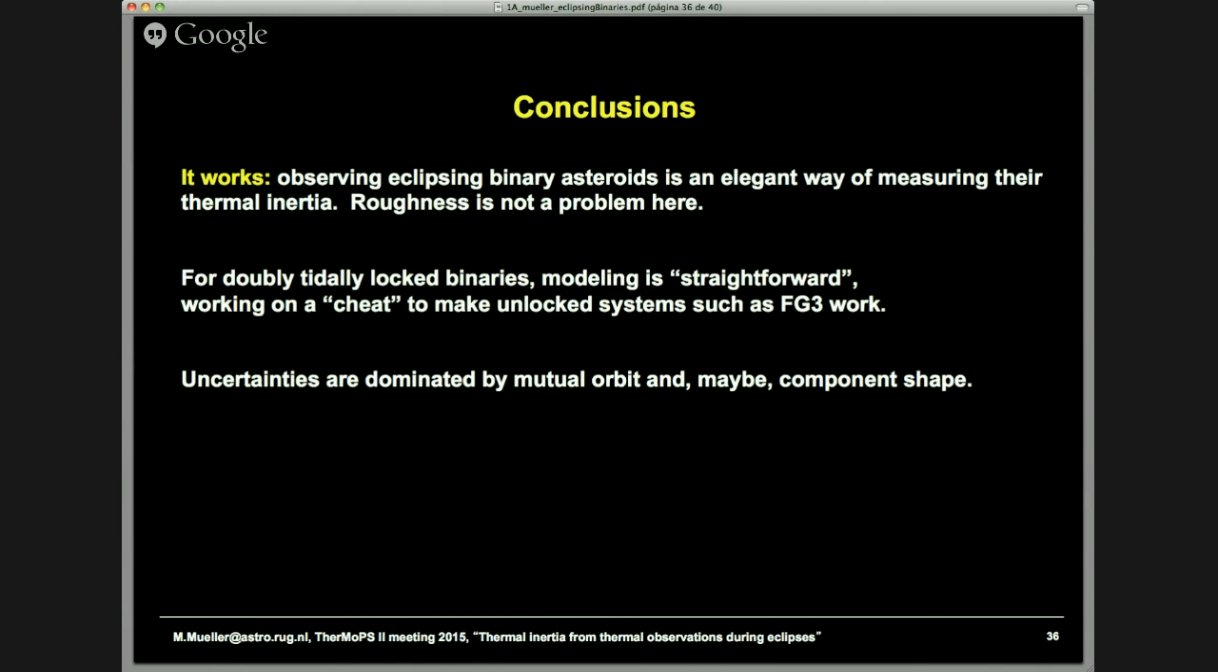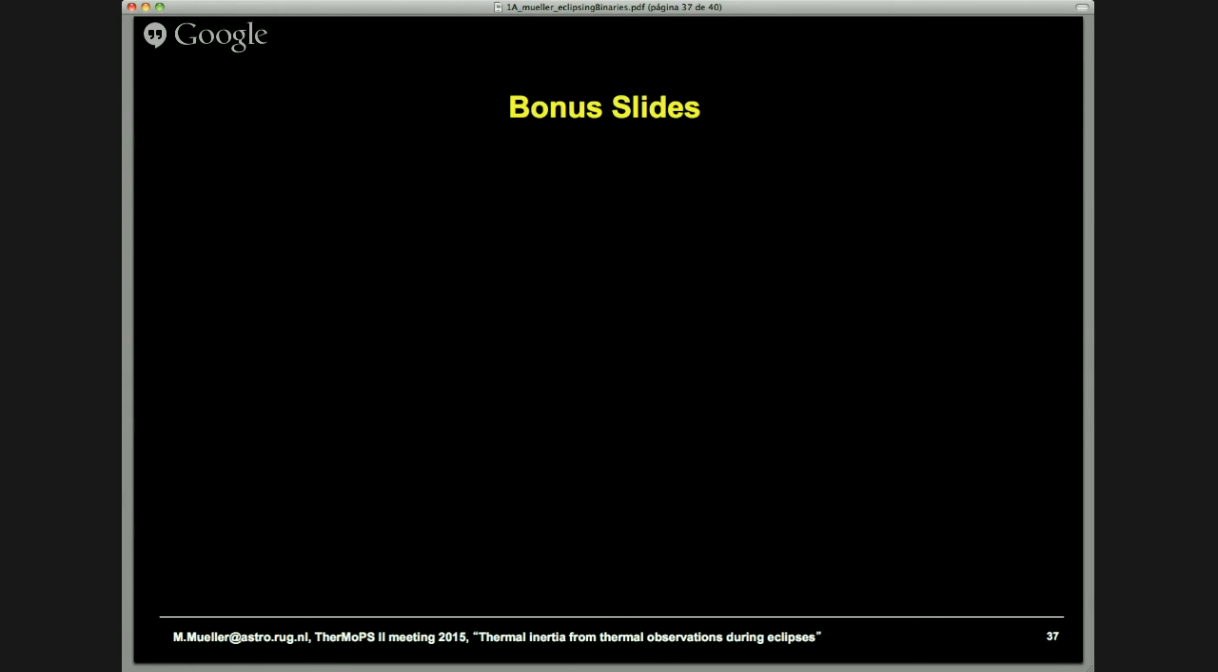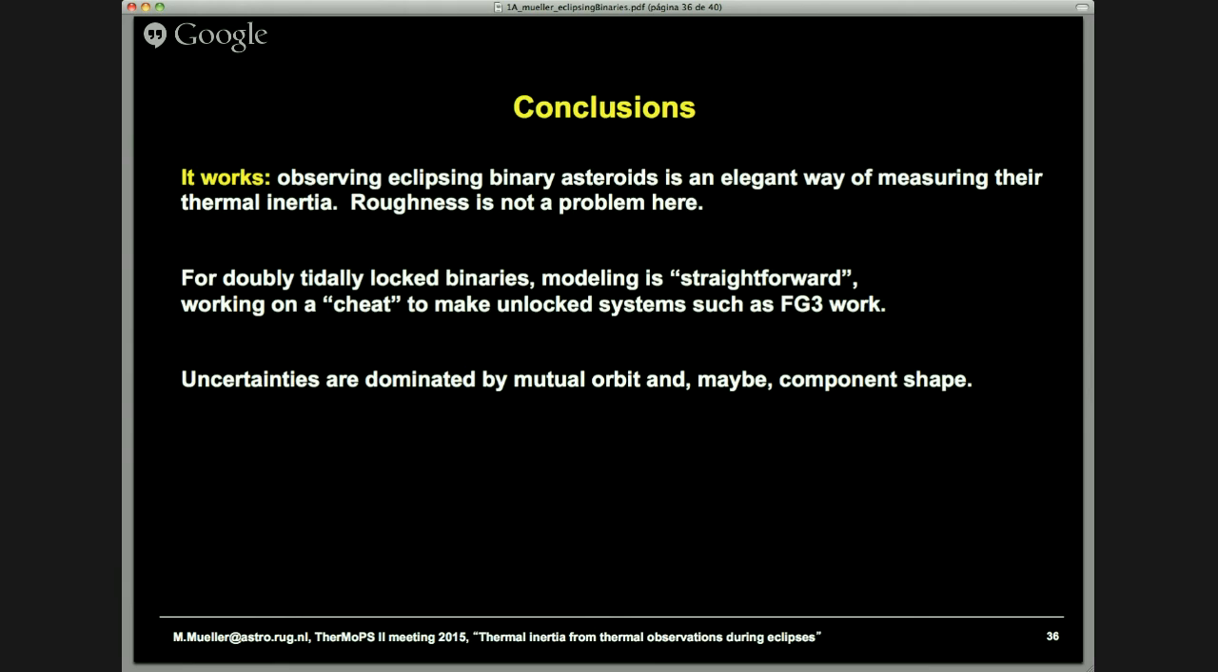Modeling is relatively straightforward for doubly tidally locked asteroids. That's an attractor state for dissipating systems, but not all binaries are there. Yeah, and I'm working on a cheat to make it happen for non-locked systems.